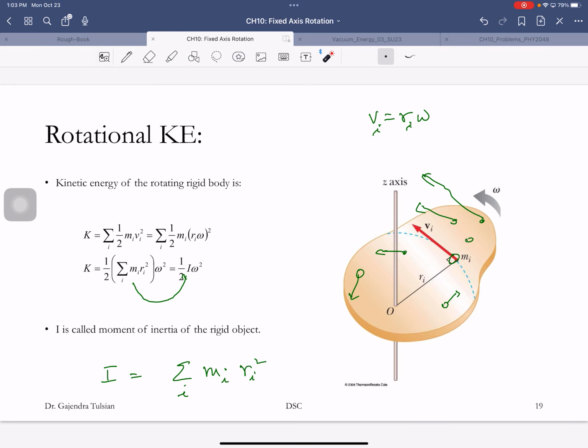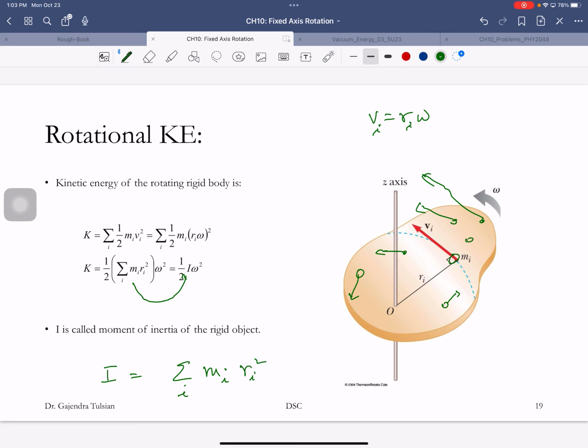Okay, so the mass of an object doesn't change, but its moment of inertia changes depending on how the mass is distributed about the axis of rotation. So for instance, you've seen ice skaters speed up by bringing their arms in. What they've done is, you'll see in the next chapter.